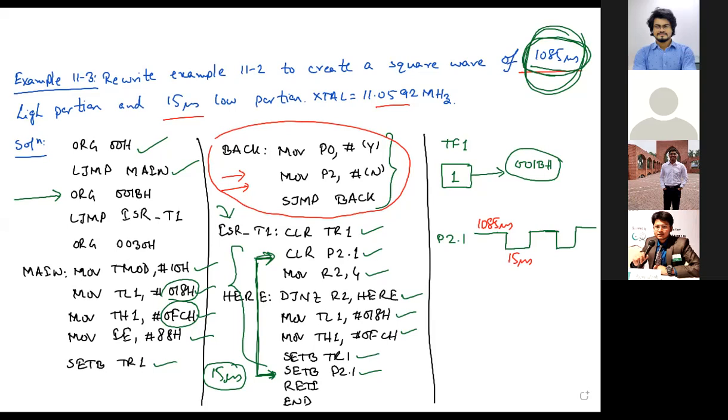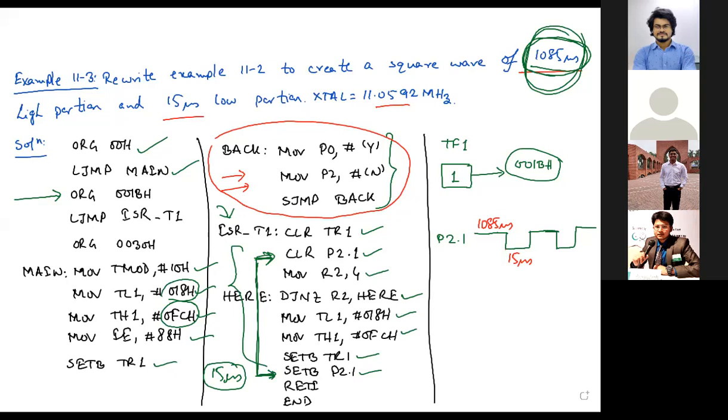Sir, why are we moving Y and N into P0 and P2? This is from your example 11.2. That was the task which was asked in example 11.2, to continuously move the value Y to port 0 and N to port 2. Oh, yes, sir. Okay. Any other question?